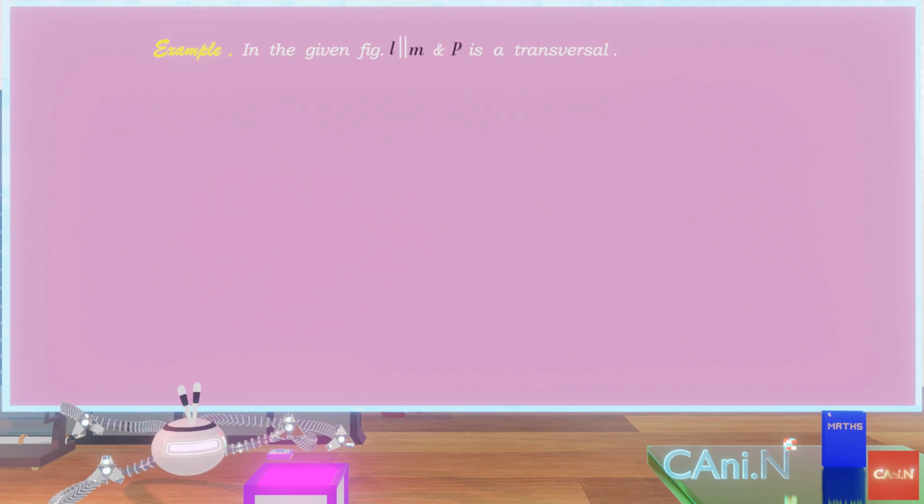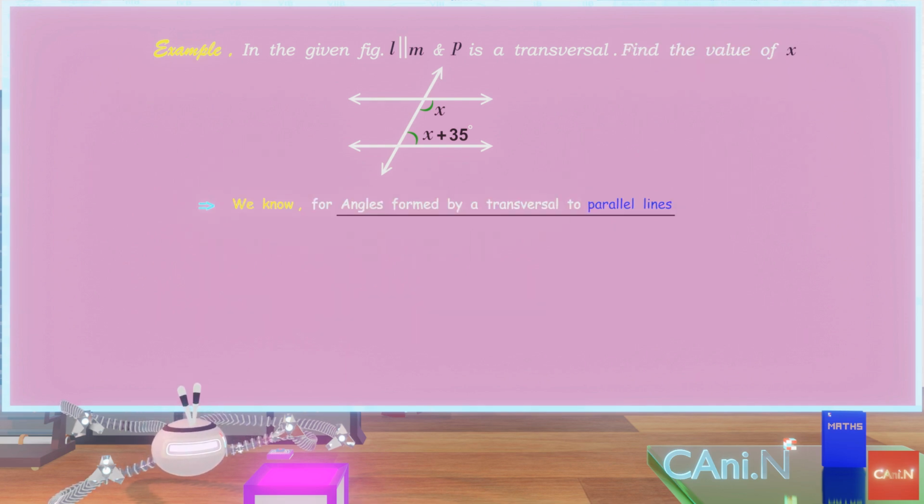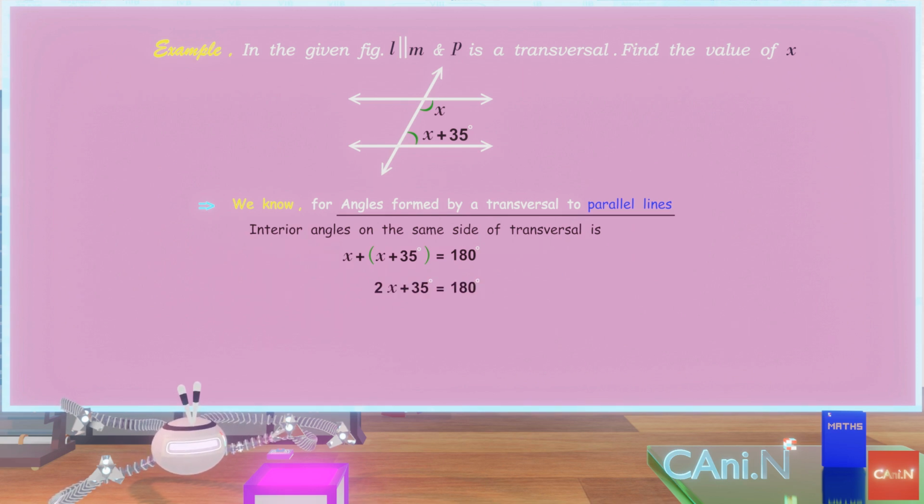Example. In the given figure, L is parallel to M, and P is a transversal. Find the value of X. We know, for angles formed by a transversal to parallel lines, interior angles on the same side of the transversal are supplementary. X plus 35 degrees equals 180 degrees. 2X plus 35 degrees equals 180 degrees. Therefore, angle X equals 72.5 degrees.